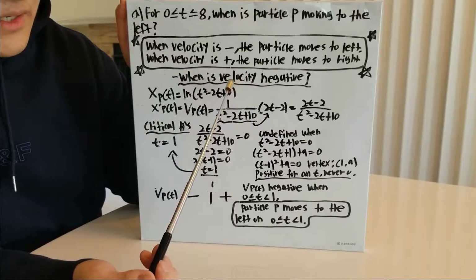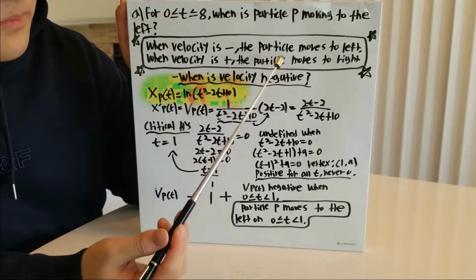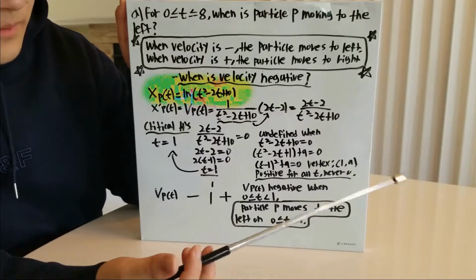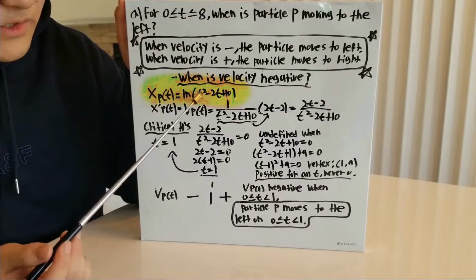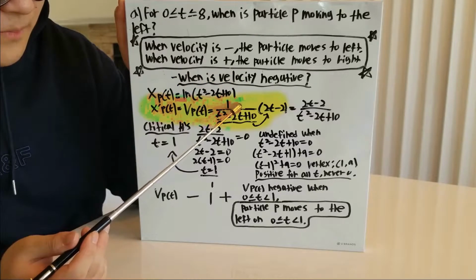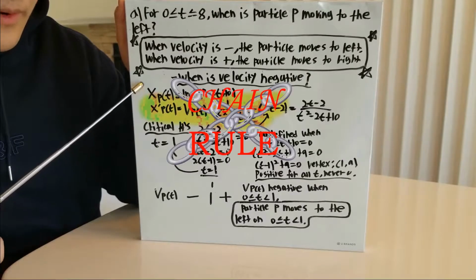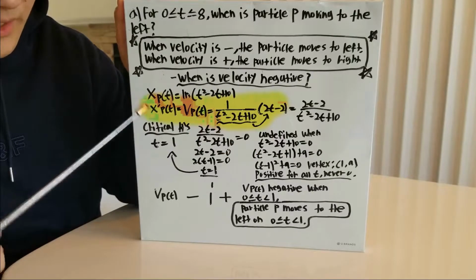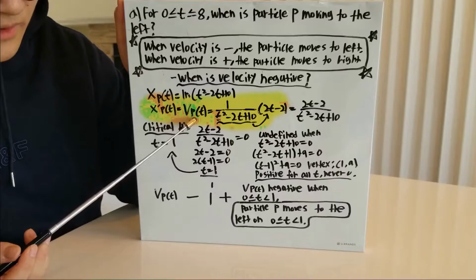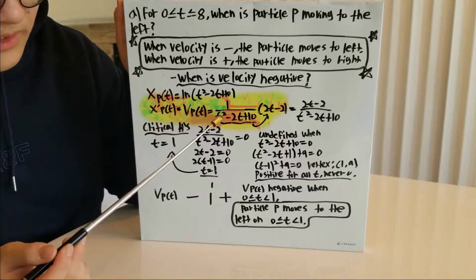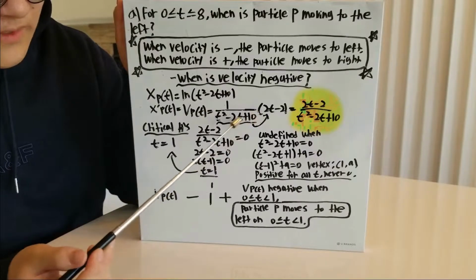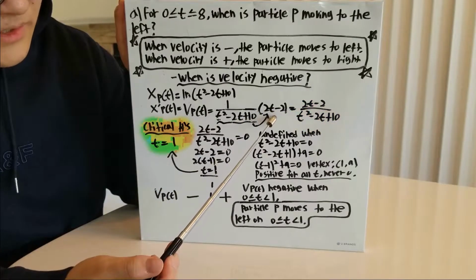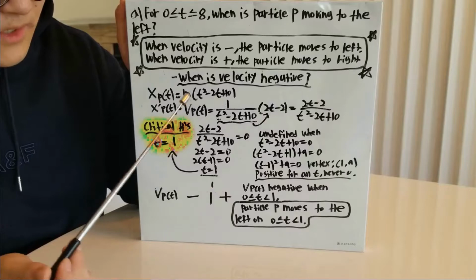So we're given the position function, which is natural log of t squared minus 2t plus 10. When we take the derivative of this position function, we get the velocity function, which is 1 over t squared minus 2t plus 10, and we do the chain rule of this function, and we get 2t minus 2. So the velocity function is going to equal 2t minus 2 over t squared minus 2t plus 10. Now we also have to find the critical points to know where velocity is positive and where velocity is negative.